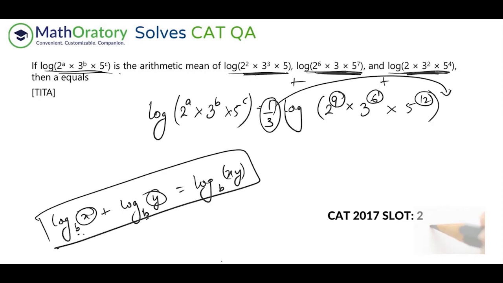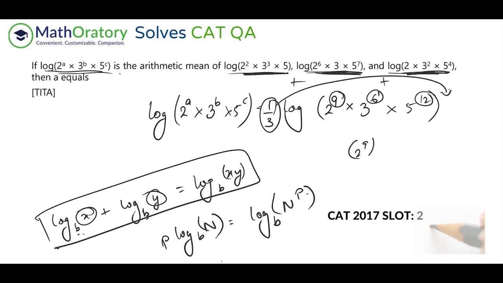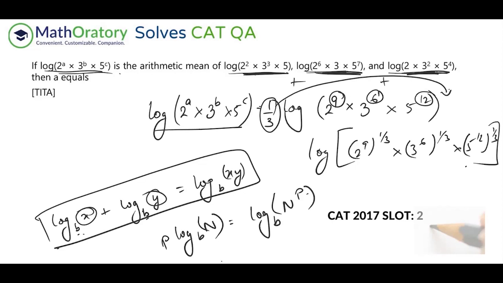So again, there's another property that we are using. This also comes from the basic idea. We have discussed this in classes. I'm not going into too much detail. So this is the property that we are using here. So one third goes to the power. So that is simply 2 to the power 9, one third of it, into 3 to the power 6, one third of it, into 5 to the power 12, one third of it. And we're looking for log of this entire thing, which is equal to log of this.